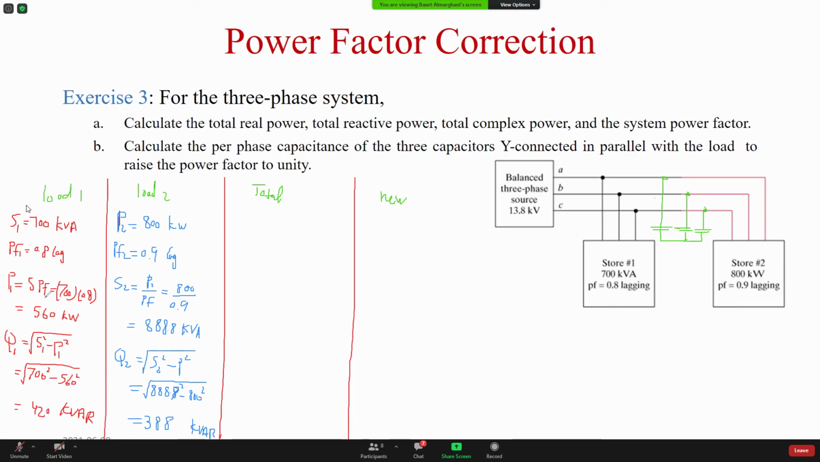Okay. So this is load 1, load 2. This is before we actually combine them. Then we find P total, which is this plus that one. So P1 plus P2, 560 plus 800. This is 1360 kilowatt.